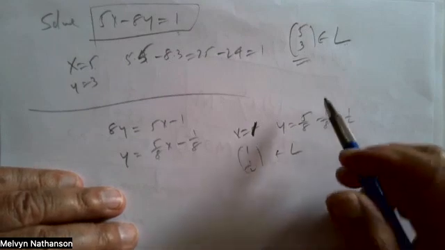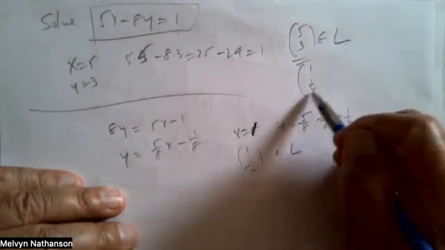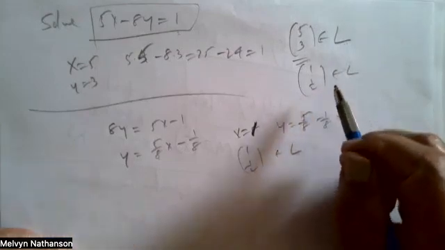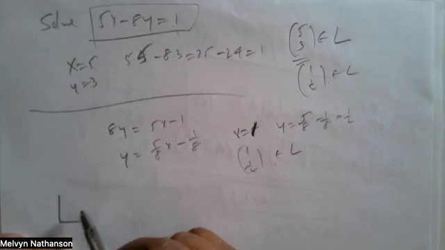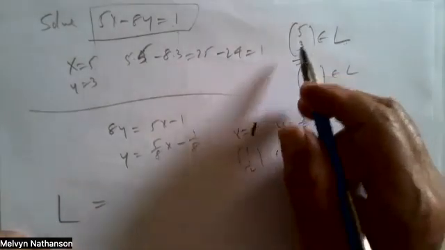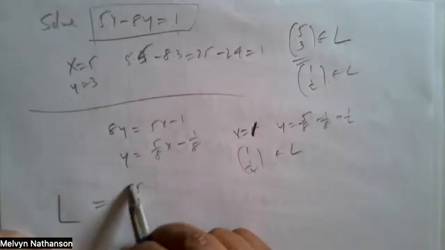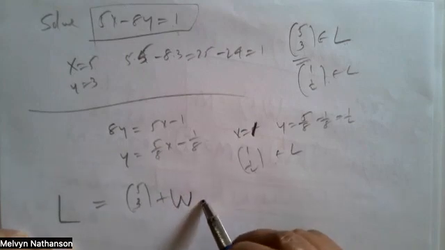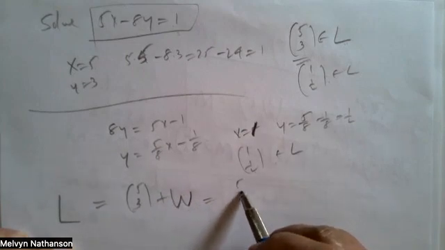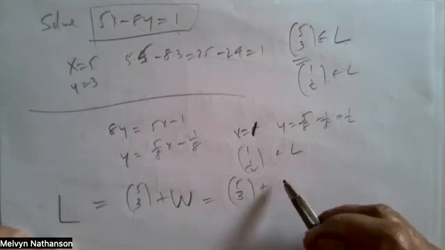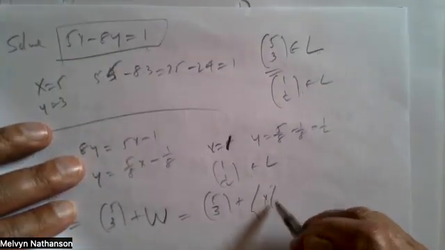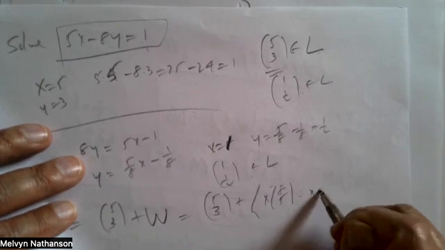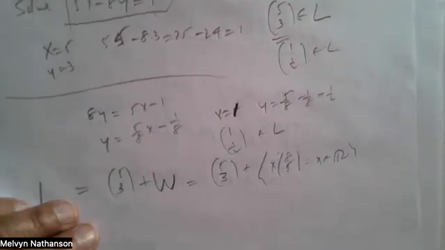I mean, there are lots of solutions. So (1, 1/2) is in L. These are just two particular solutions of the inhomogeneous equation. But the general solution is L equals one particular solution, like (5, 3), plus W. So that's (5, 3) plus, what was W? W was the set of vectors x times (8, 5) for any x in R.